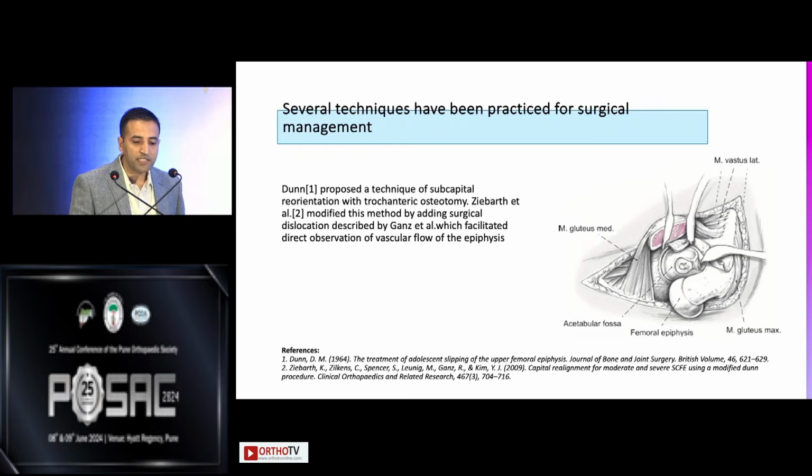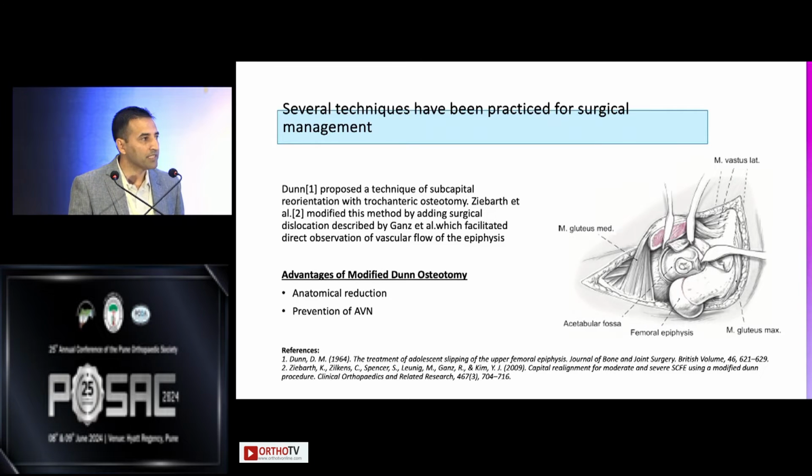Several techniques have been practiced for surgical management of SCFE, but Dunn proposed a technique of subcapital reorientation and trochanteric osteotomy. Ganz et al. modified this technique by adding surgical dislocation, which facilitated observation of the vascular flow of the epiphysis. So this modified Dunn osteotomy has the advantage of anatomical reduction and prevention of AVN.